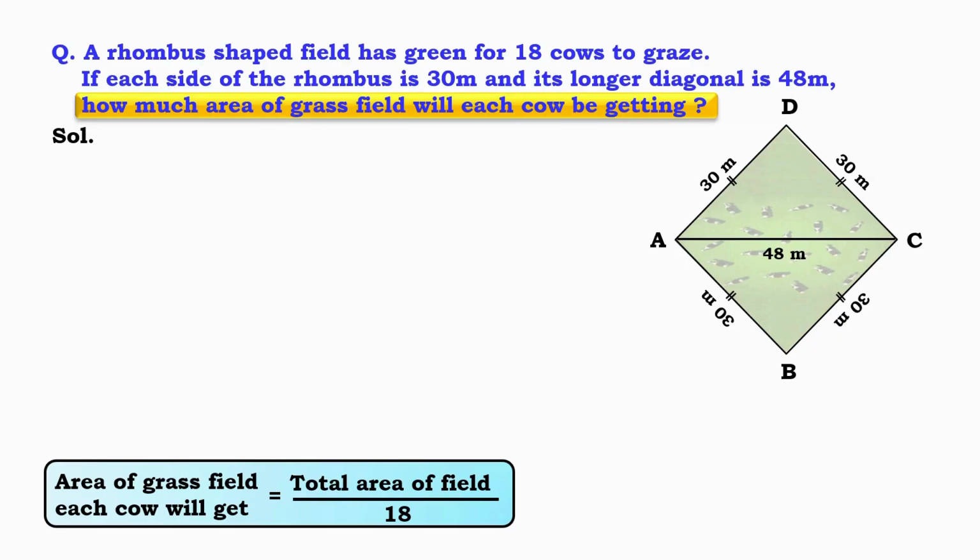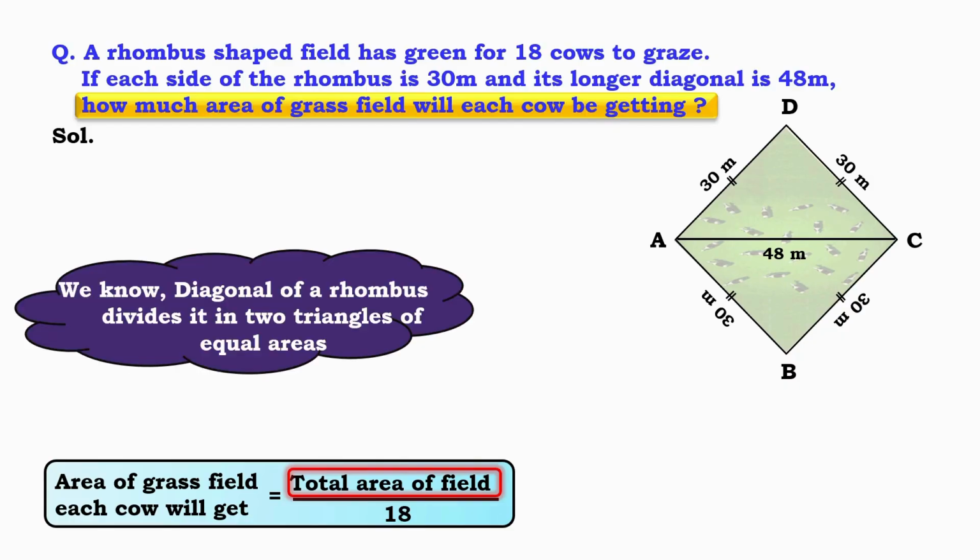Now how many cows are grazing over here? That is 18 cows, right? So for each cow, how much area will each one get? That is the total area of the field divided by 18. That we need to find out: how much area each cow is getting. So that is equal to total area divided by 18. Now we know the diagonal of the rhombus divides it into two triangles of equal areas.